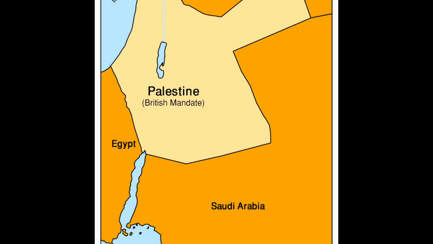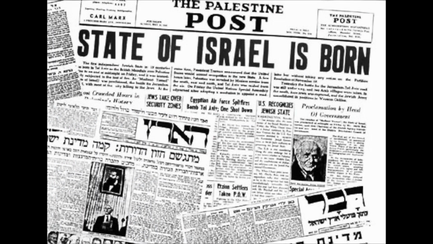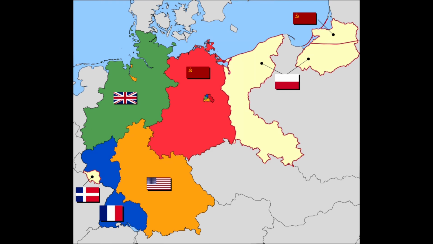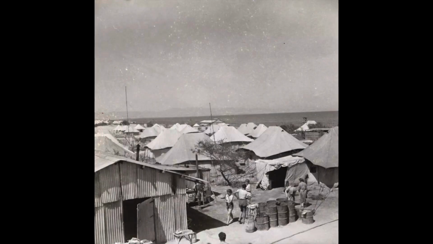Mandatory Palestine is a territory in the Middle East that was under British administration after World War I until Israel's establishment in 1948. It was established following the collapse of the Ottoman Empire. The League of Nations granted Britain a mandate over the area, which encompassed present-day Israel, the West Bank, Gaza Strip, and Jordan.